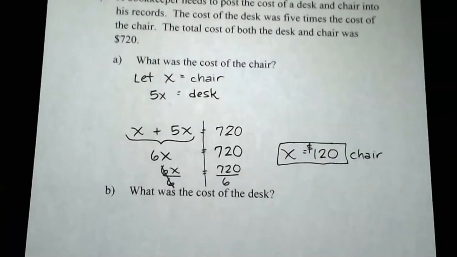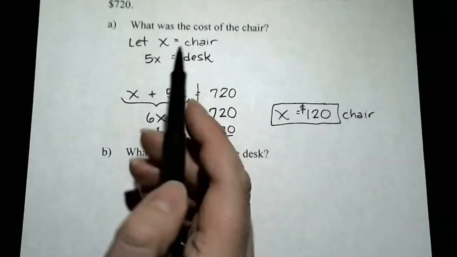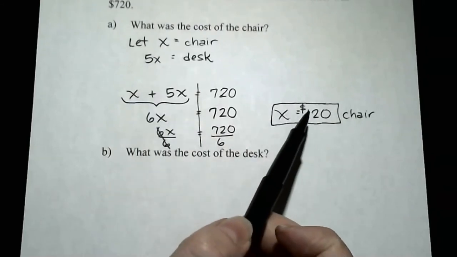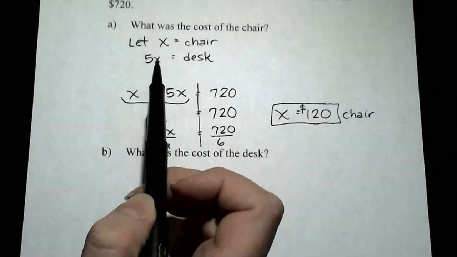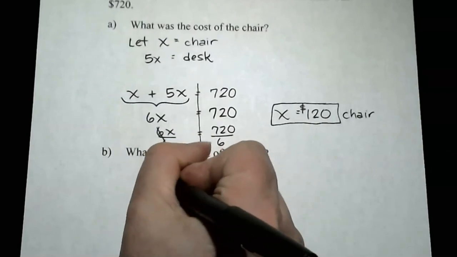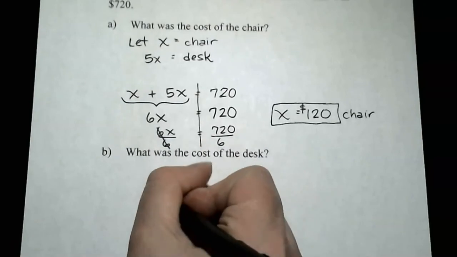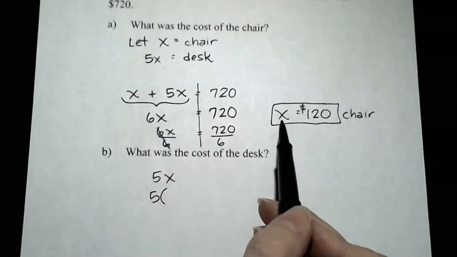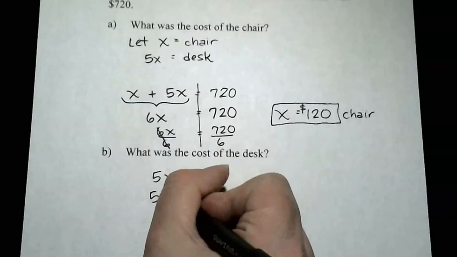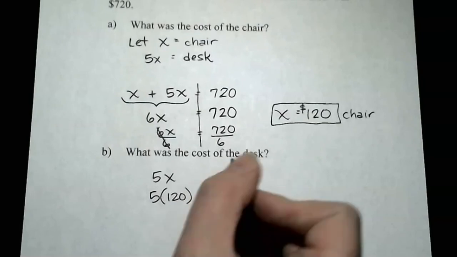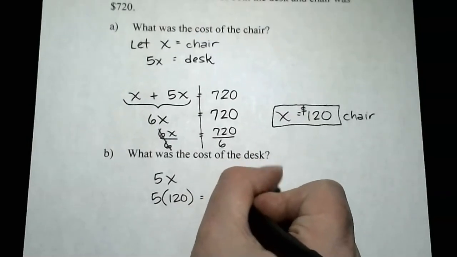Okay, for the cost of the desk, then I need to go and substitute in the 120 that I just solved for in place of the X right here. We said the desk was 5X. So we're going to change the X to what we said it was. And then 5 times 120 is 600.